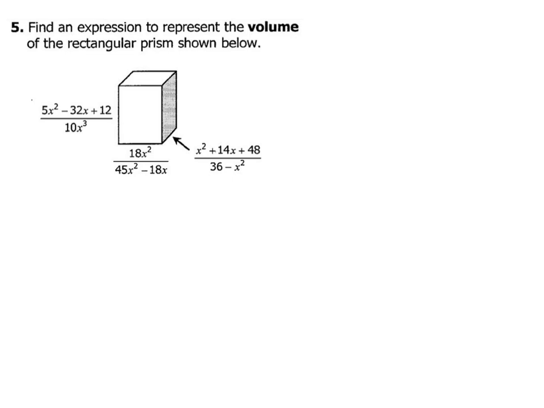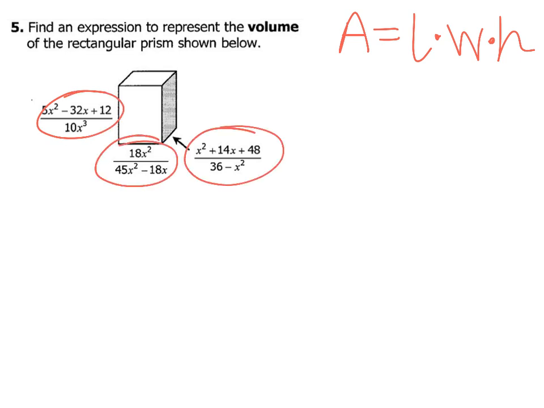Now we're dealing with volume. And when we're talking about volume of a rectangular prism, we need to remember that the formula for volume is length times width times height. So we multiply all three together. So if we're talking about the volume of this rectangular prism, we're going to take this times this times this. All right, length times width times height, and multiply it all together.